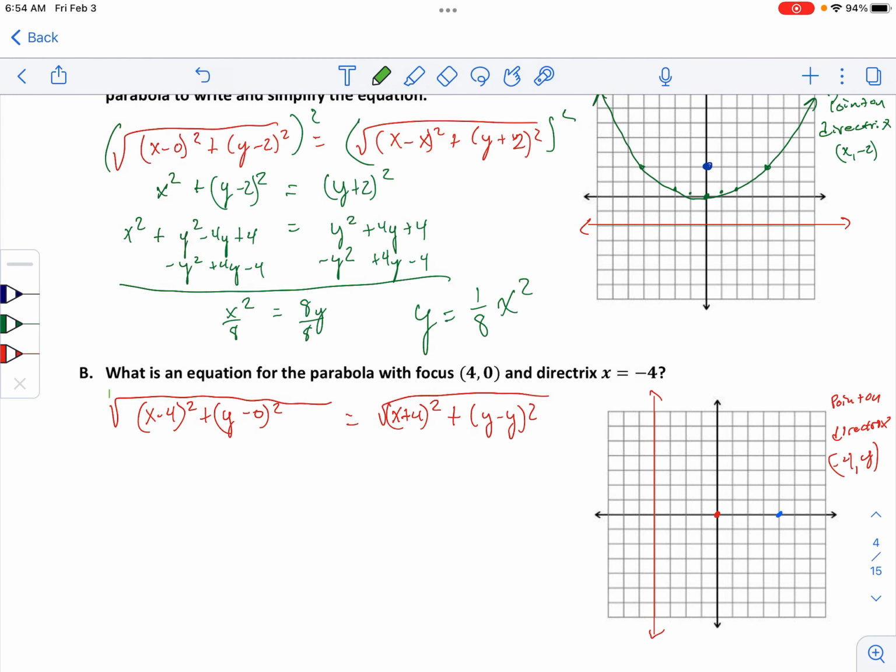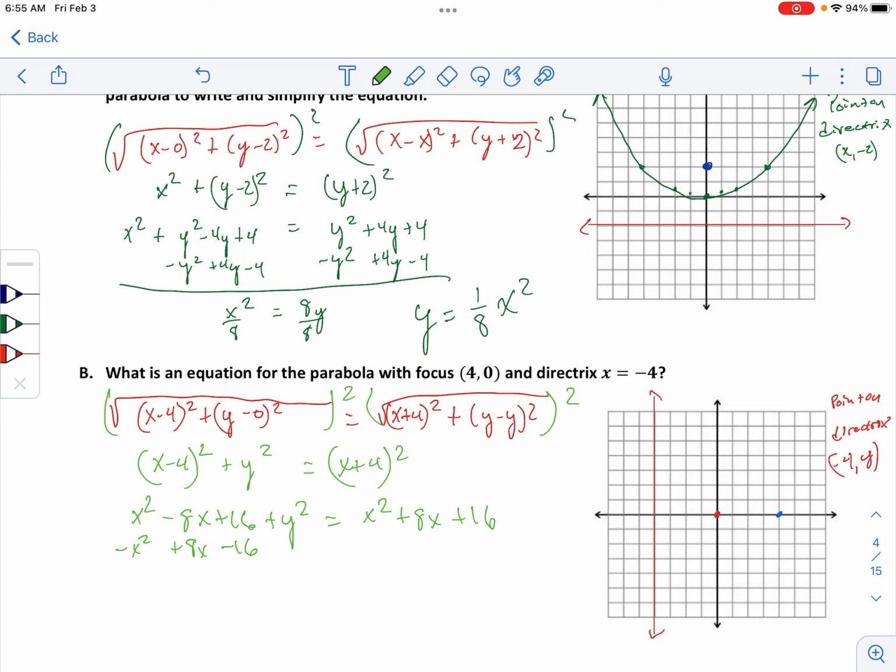Again, we can square both sides of this, and that gives us x minus 4 squared. y minus 0 is just y squared. On our other side, you get x plus 4 squared. y minus y is 0, so that doesn't really matter. So now we can expand this out. x squared minus 8x plus 16 plus y squared equals x squared plus 8x plus 16. We can then subtract an x squared, add an 8x, and subtract the 16.